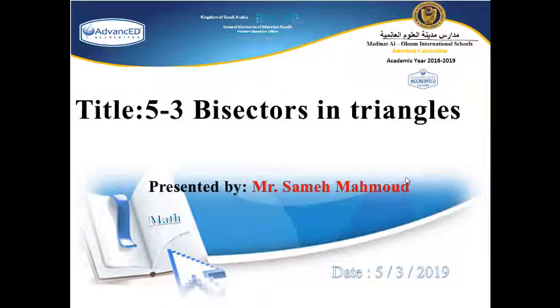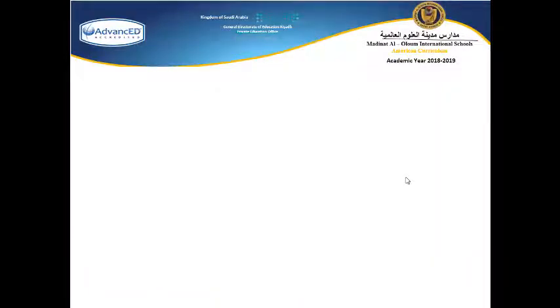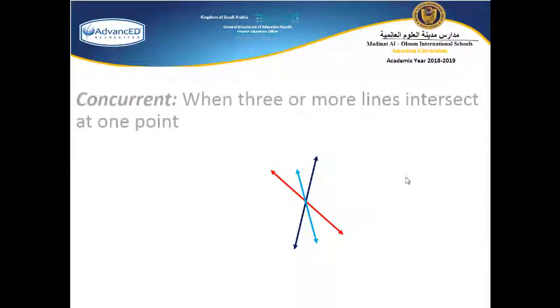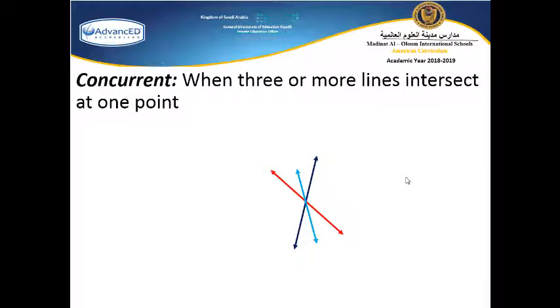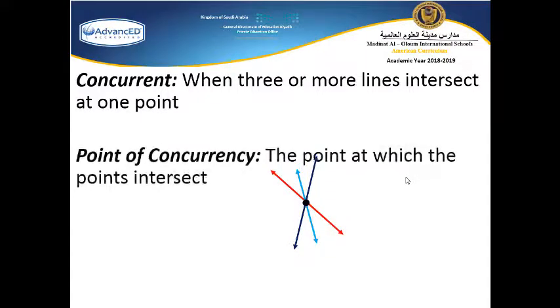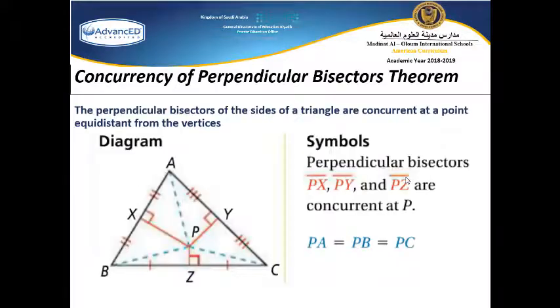Today we're going to explain bisectors in triangles. If we have three or more lines intersecting like that, this is called concurrent. And the point of intersection of these lines is the same as the point of concurrency, the same meaning.